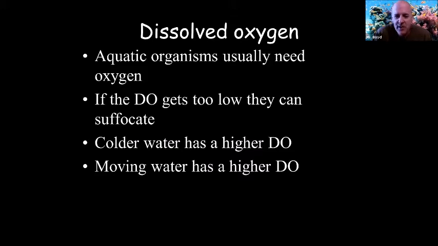So if you're a fisherman and you're using live bait, your bait will stay alive longer when the water's cold in the bucket. In the summertime, when the water gets hot, the fish start to die. Moving water has a higher DO because as it moves, bubbles get dissolved, it gets put into the water, especially with rapids. You get bubbles, and the bubbles let the oxygen dissolve into the water.